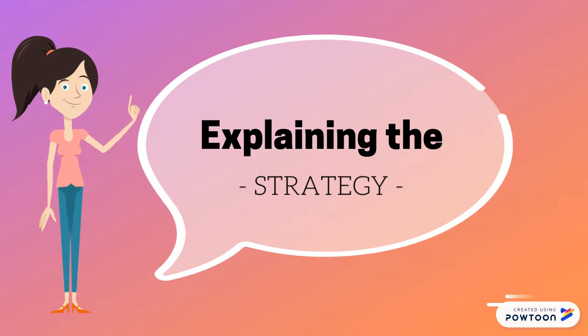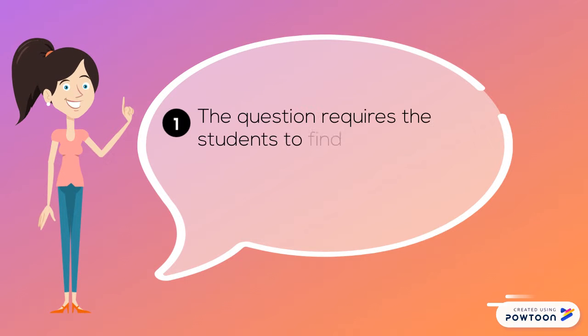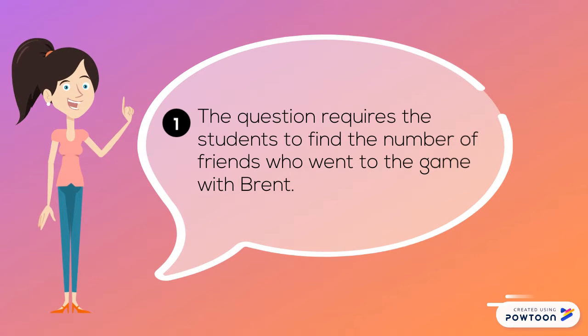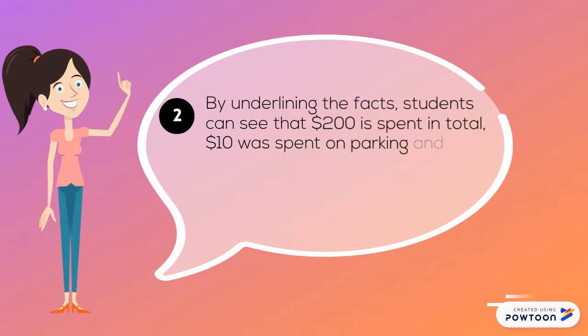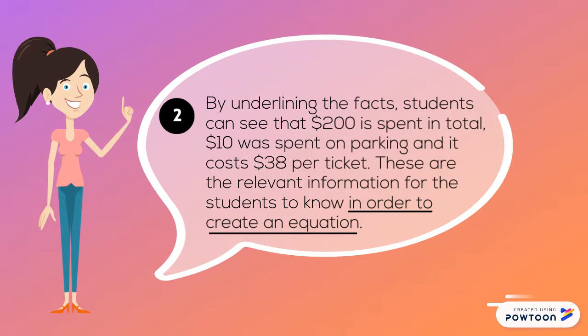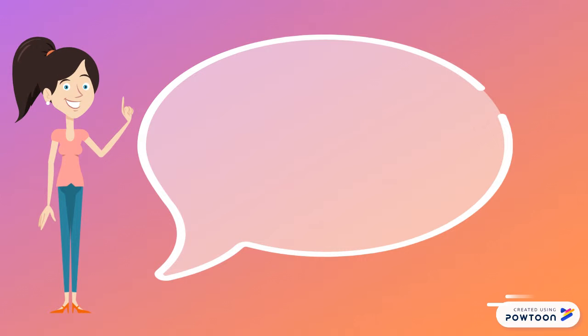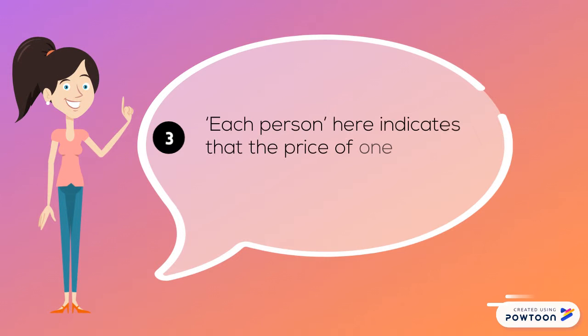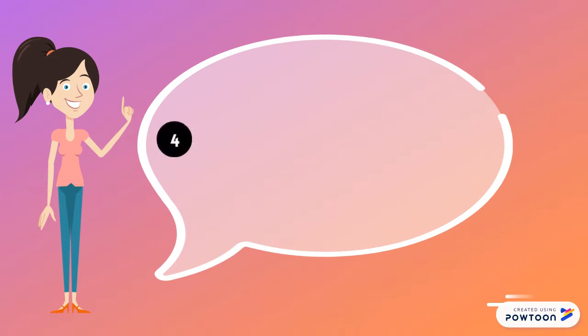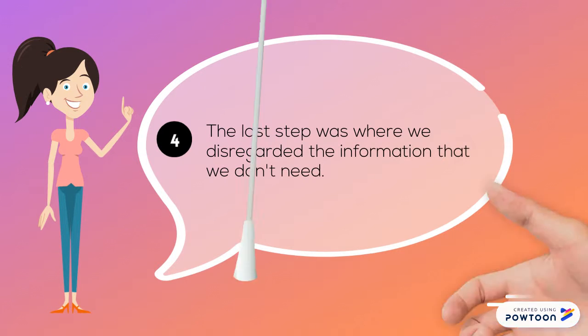Using this strategy firstly allows the students to find the number of friends who went to the game with Brad. Secondly, it shows the relevant information for the students to know in order to create an equation. The third step indicates the price of one ticket, and lastly, it disregards the information that we do not need.